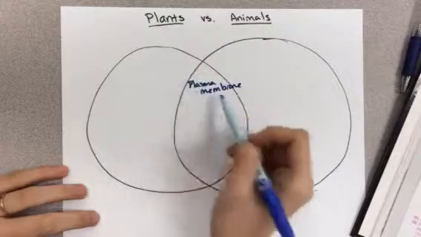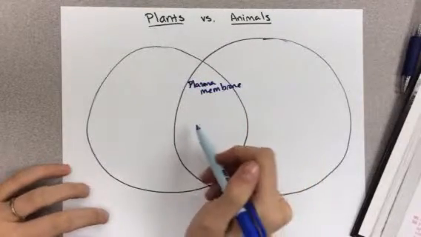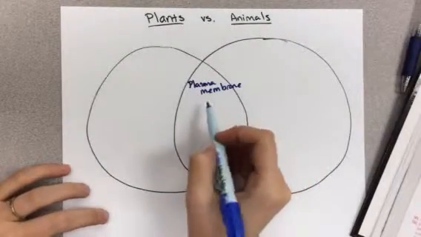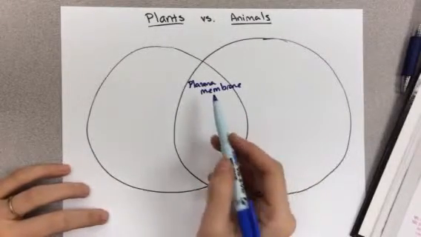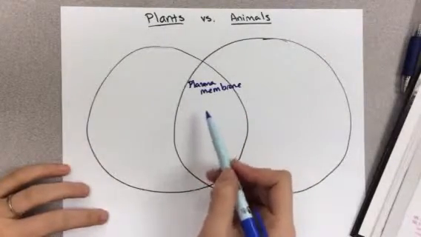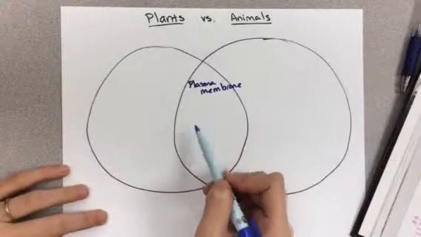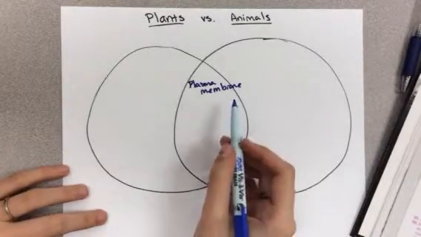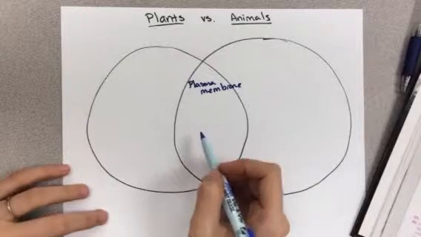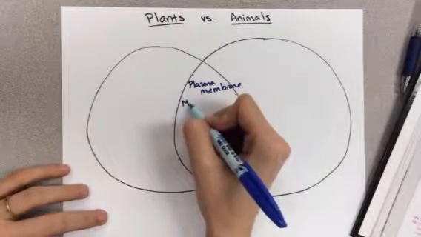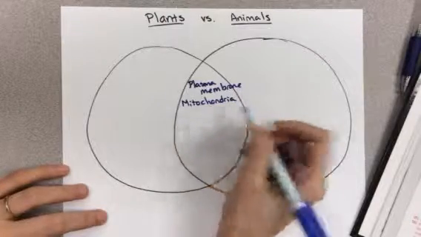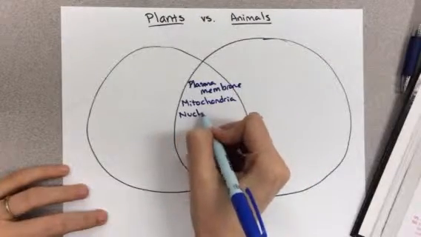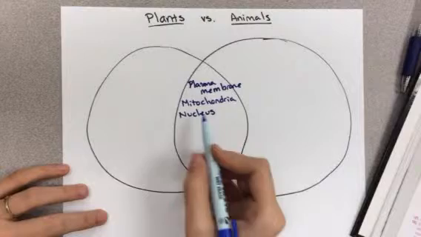Okay, so both plant cells and animal cells have a plasma membrane. And remember, this is that structure that is the boundary of the cell that allows for transport of nutrients into and out of, or wastes into and out of the cell. Both have mitochondria. Both have a nucleus. We'll look at these in more detail in a second.